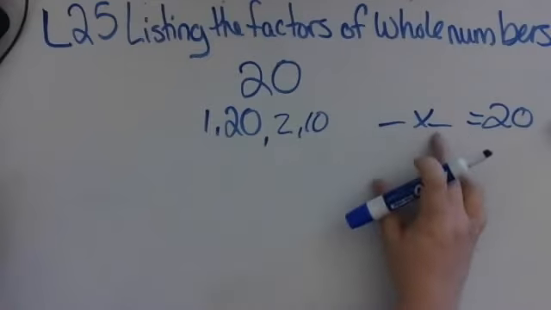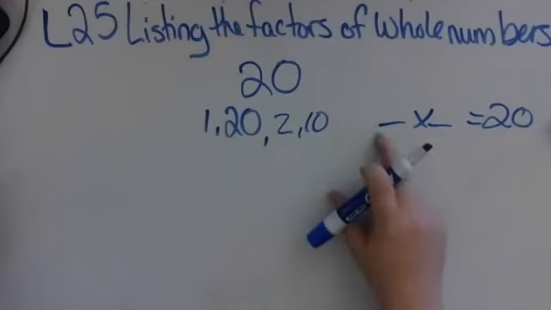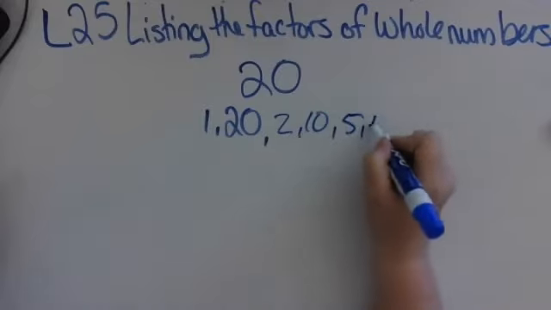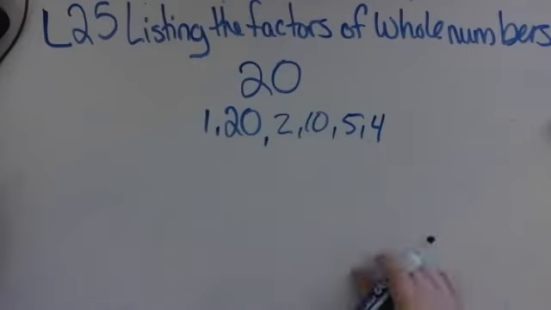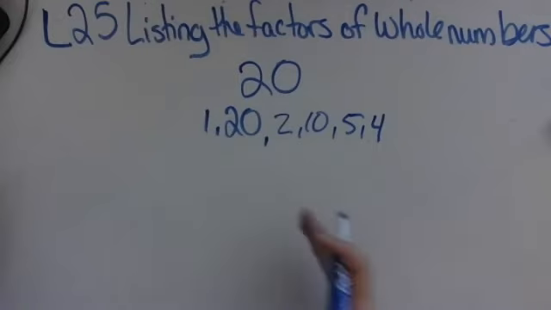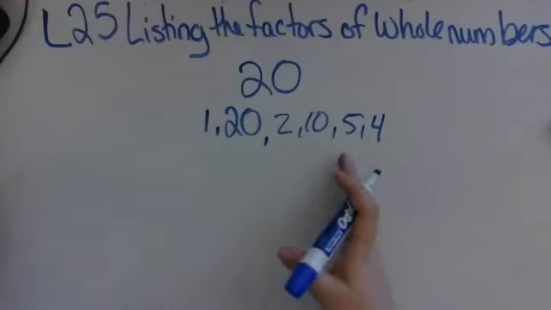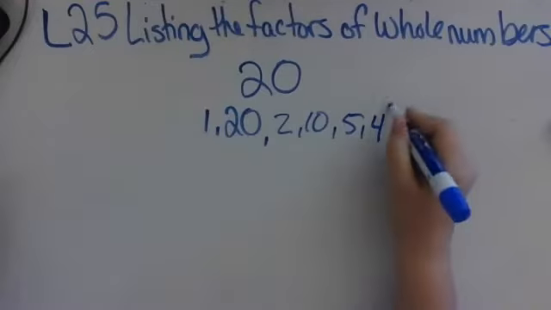I could times 5 and 4. 5 and 4 are factors of 20. And can I make it 20 any other way? Not by multiplying. So that means my factors of 20 are 1, 20, 2, 10, 5, and 4.